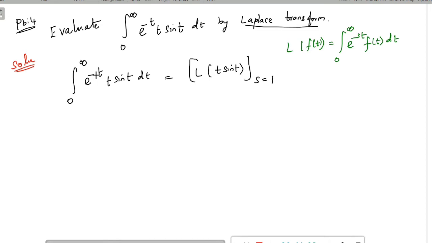So this is the meaning. In this problem s is not there, which means they have substituted s equal to 1. So you can rewrite this integral as L of t sin t. After finding this Laplace transform, you can substitute s equal to 1. Now I am going to find L of t sin t.